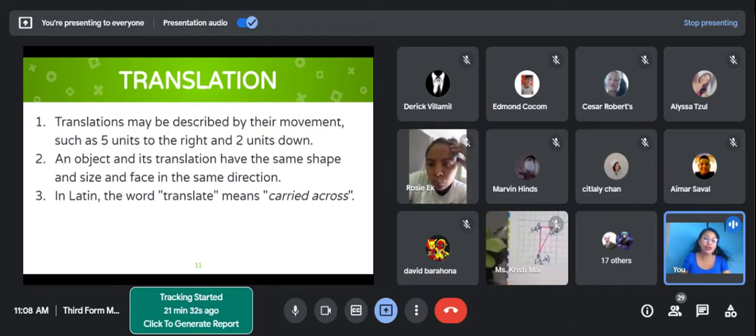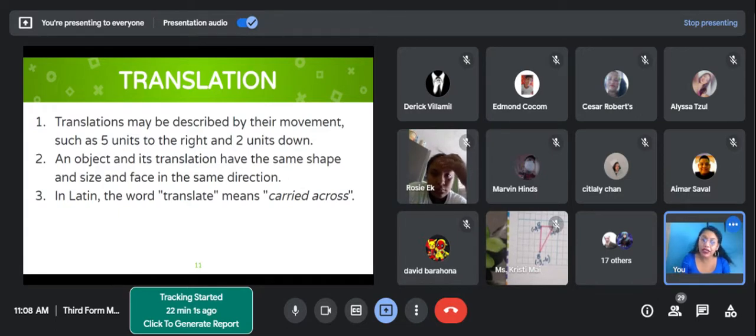Translations may be described by their movement. So you don't use the axis or any lines or anything like that. The only thing that they give you when you are translating, when you are sliding, is they tell you, okay, you're going to move 5 units to the right and 2 units down. You're going to move 3 units to the left and 5 units up. All right? That's the only description that is given to you when working with translation.